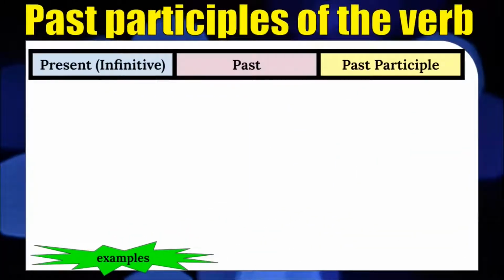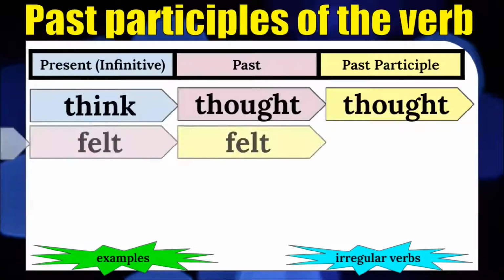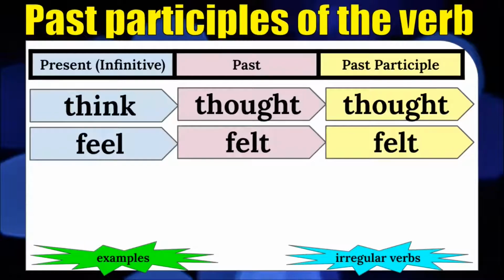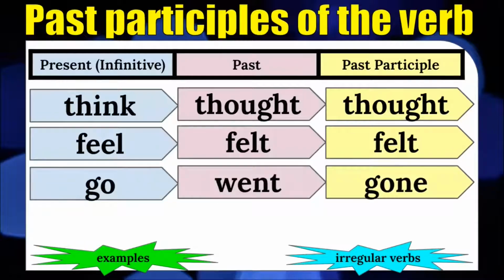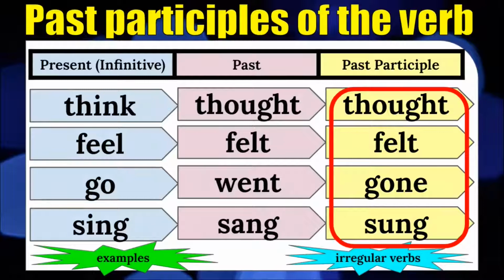Let's look at some examples of irregular verbs. Think, thought, thought. Feel, felt, felt. Go, went, gone. Sing, sang, sung. The past participles of the verb are thought, felt, gone, sung. Most irregular verbs form their past and past participle forms by changing the spelling.